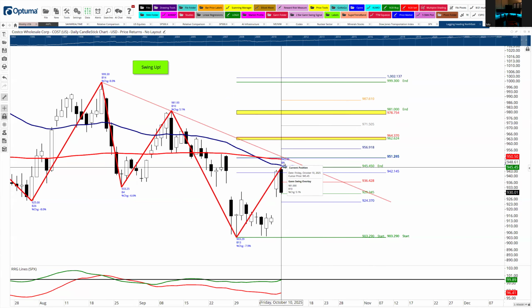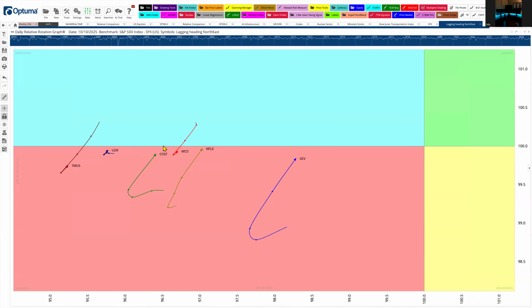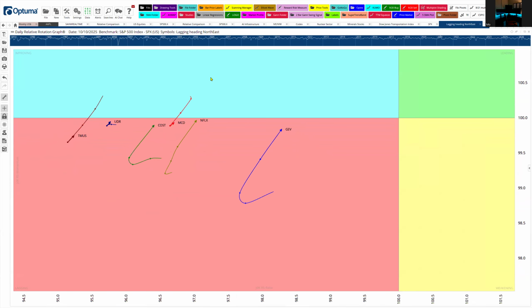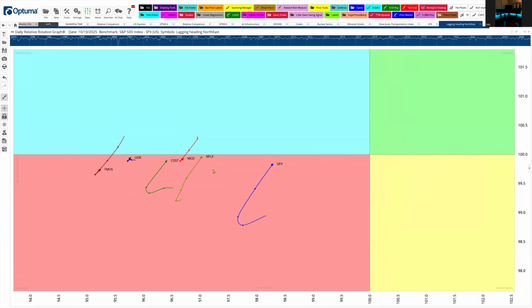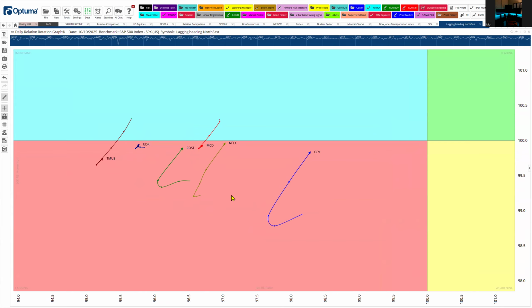That's the thing though. But eventually this improves. There is a good probability that Costco will make a move higher. Yeah, man, that's crazy. I don't know. We'll see Monday what happens.